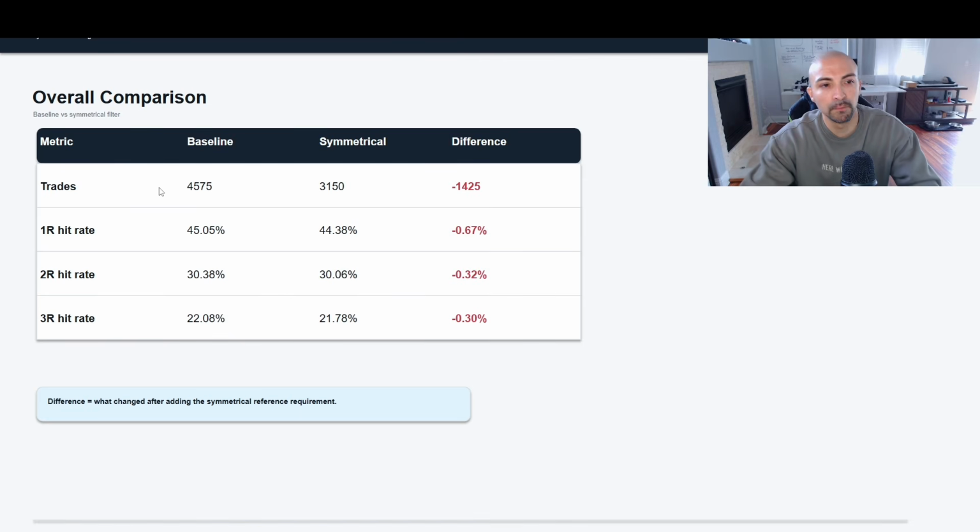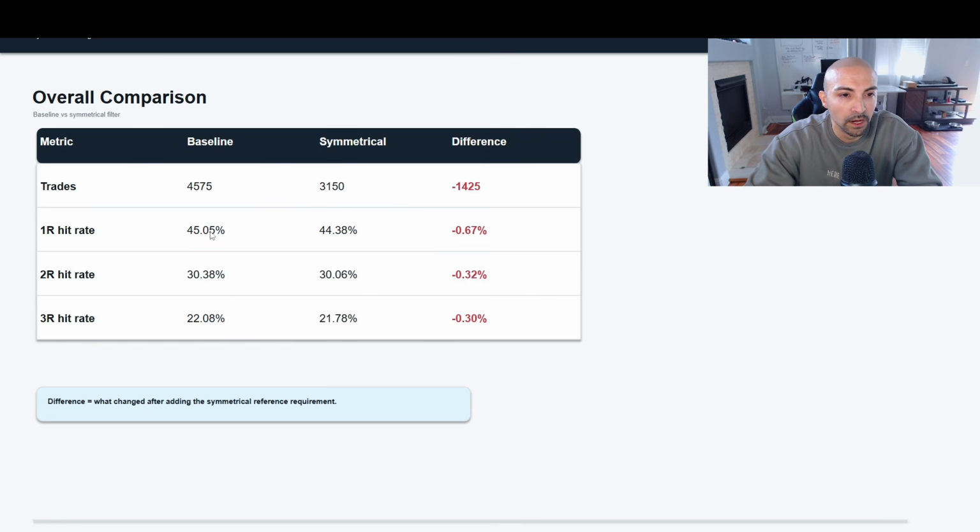Okay, overall comparison. So on the baseline, just any 90-minute sequential SMT recorded in the last 2 years. All right, this is from March of 2024 to March of 2026. You got just over 4,500 trades recorded, and adding the symmetrical component to it, you had only 3,150 trades. So almost a 1,400 to 1,500 trade difference.